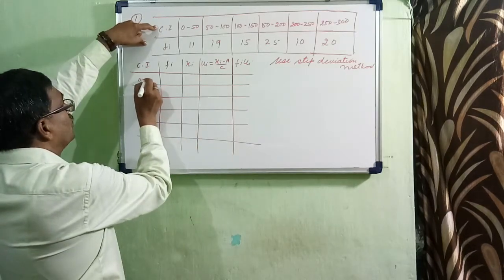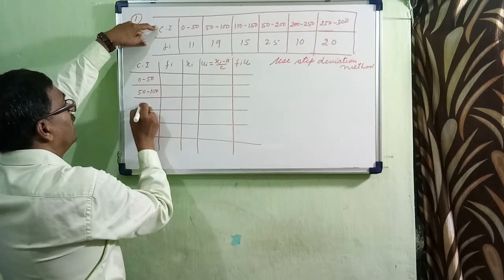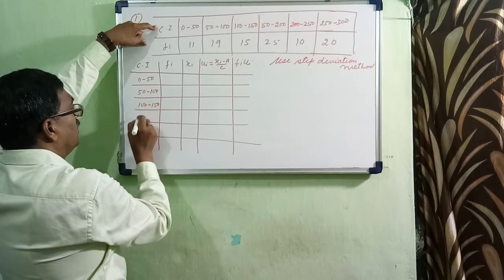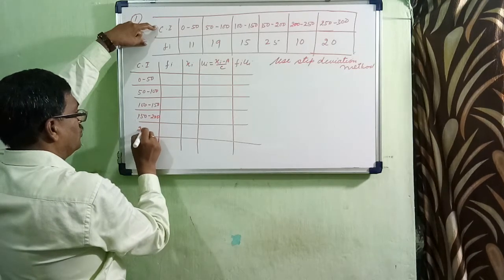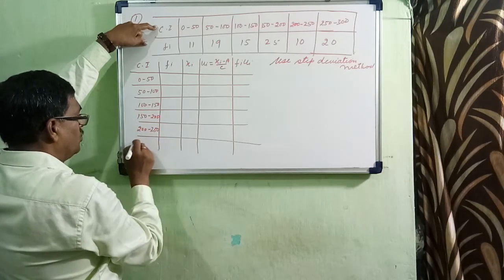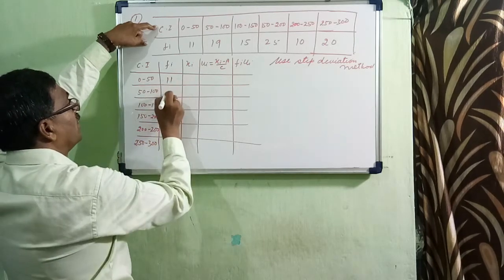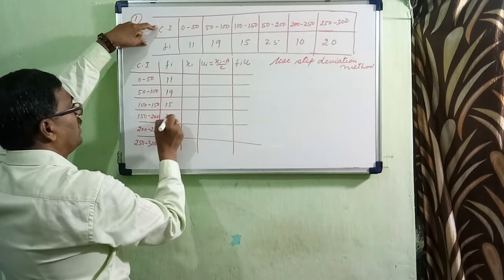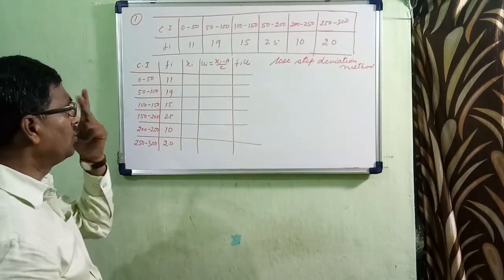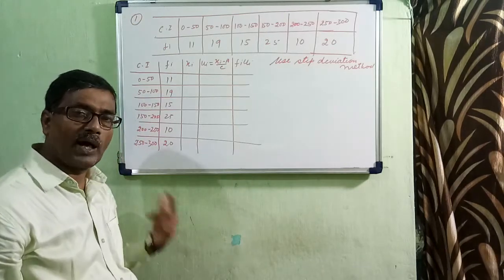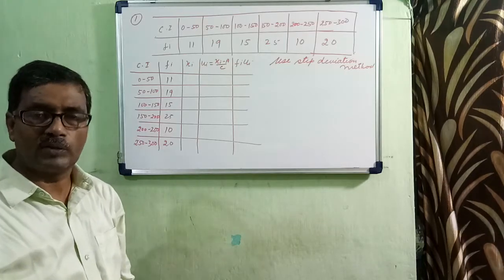See, 0 to 50, 50 to 100, 100 to 150, 150 to 200, 200 to 250, and 250 to 300. This is 11, 19, 15, 25, 10, 20. Again, you notice that the CI has the same class interval. So you will remember what was the trick given to you.